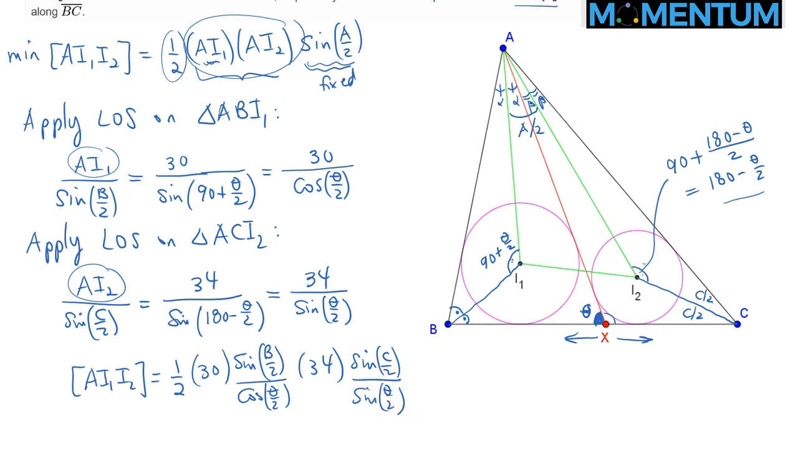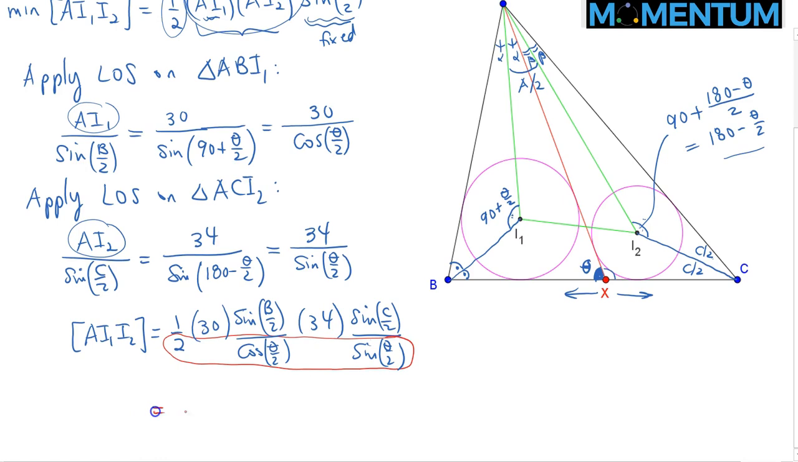What we can do is, knowing the double angle formula, have a look at the denominators: 2 cosine theta over 2 times sine theta over 2. This is just sine theta, right? So this is the double angle formula for sine theta. So this is just sine theta in the denominator, and in the numerator, we have 30 times 34.